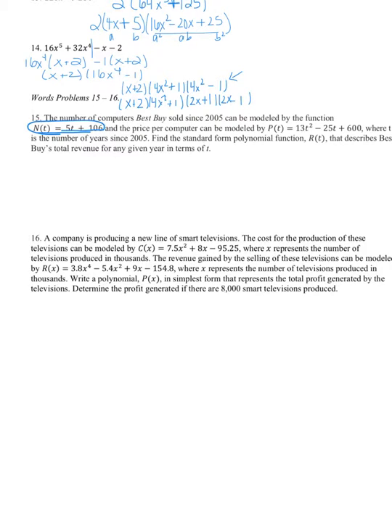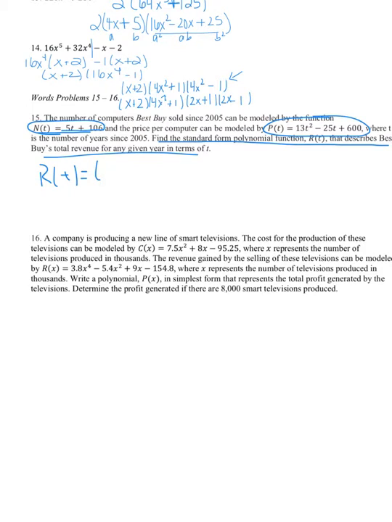And the price per computer is P of T. The question: find the standard form polynomial that describes the total revenue for any given year. So you have to figure out what operation this is. This is actually going to be multiplication, right? You take the number that you are selling and multiply that by the price for each one to figure out how much money you're earning. Again, revenue is not profit. That's different.